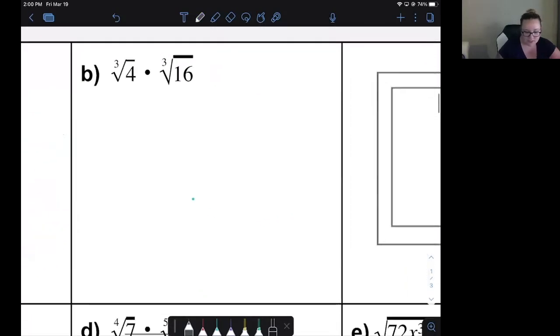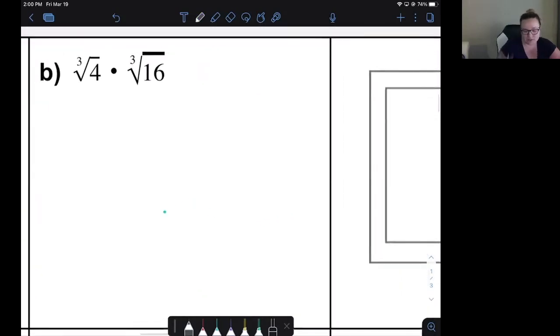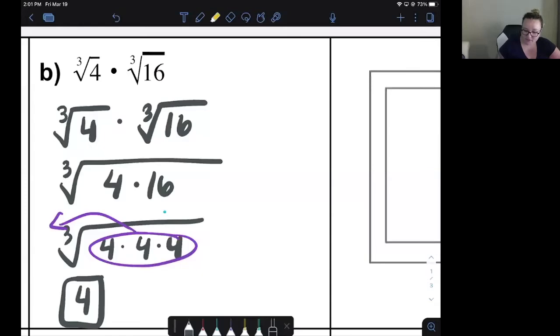For part B, the third root of 4 times the third root of 16, go ahead and give that a shot on your own. Because the numbers are both under the same index, the cubed roots of 4 and 16, we can combine them under one radical, multiplying 4 and 16. 16 I can break down to 4 times 4. I've got a group of 3 4s. I'm going to bring that out in front of the radical, and I'm left with 4 as my final answer and nothing left under the radical.